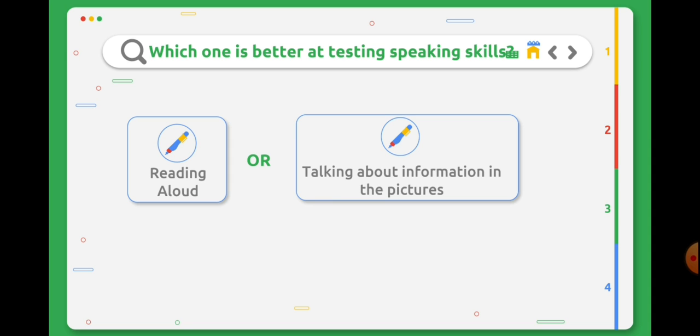After you study the two examples, which one is better at testing speaking skills? Reading aloud or talking about information in the pictures? Yes, the correct one is talking about information in the pictures.